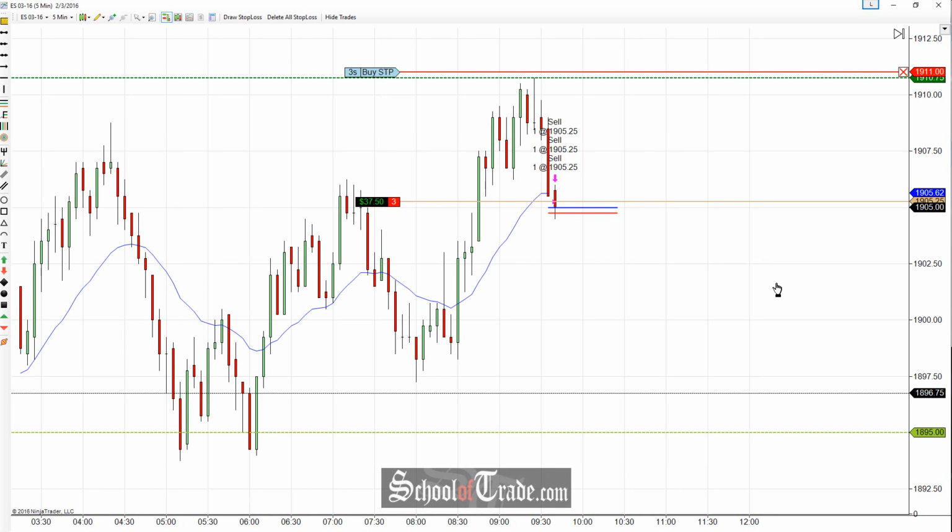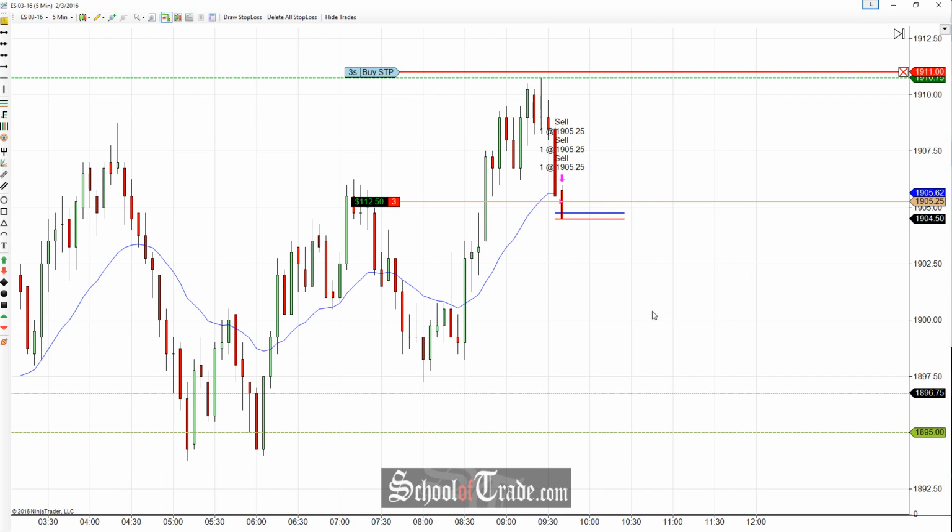Today we're going to be taking a look at a short trade here on the S&P. We have a short trigger at 1905 quarter. We've been talking about this area in the chat room for a decent amount of time now. Seeing the sellers really dominate this level is exactly what we want to see, and I'm looking for them to drive this lower. So 1905 quarter is the entry point.